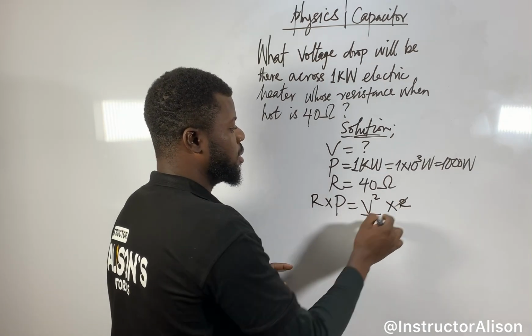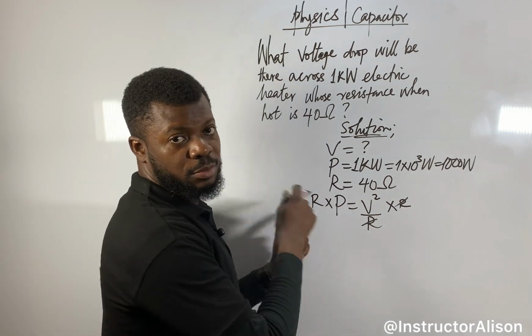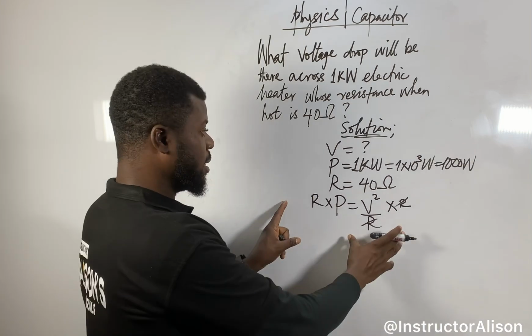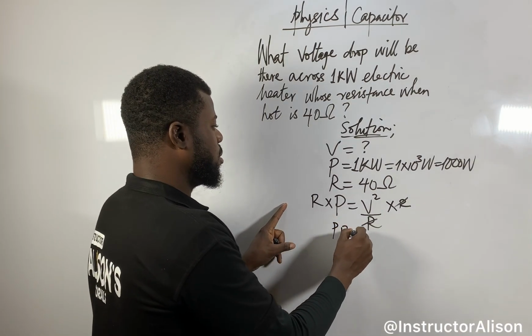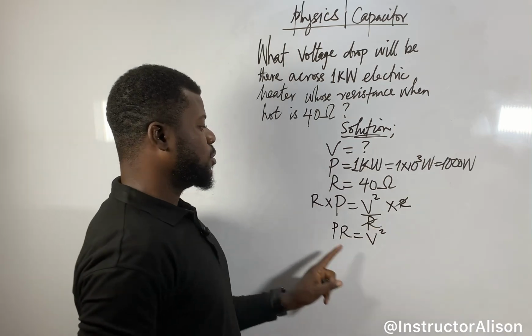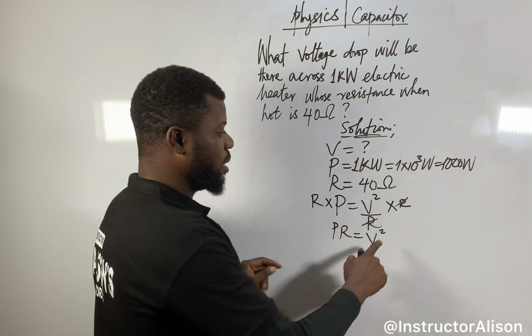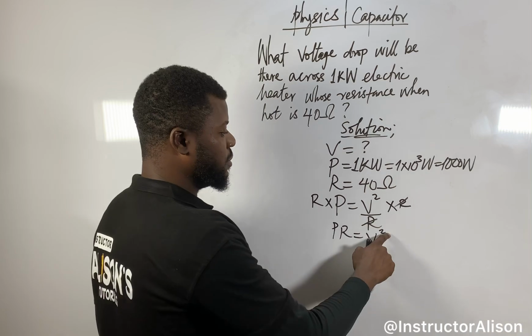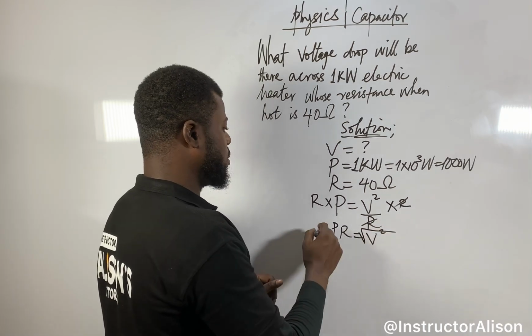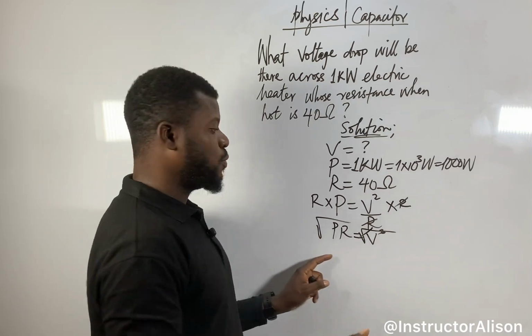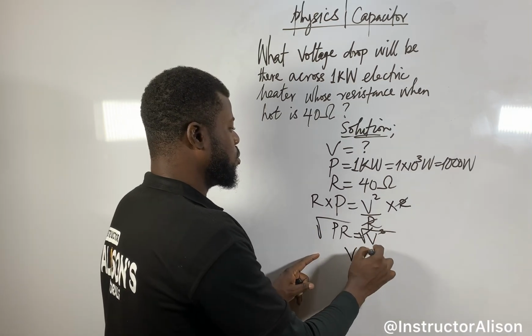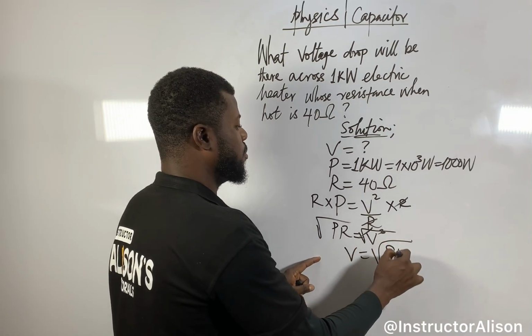If you don't like this, you can use the cross multiply way that people like to use, but this is the standard way. So R times P, that is PR, equals V squared. Because I want to find V, and I see V squared, I will take the square root of both sides. Square and square root will cancel. It will remain V equals the square root of PR.